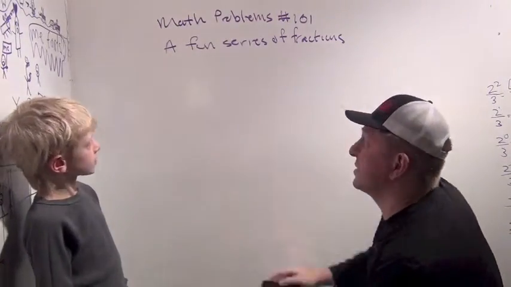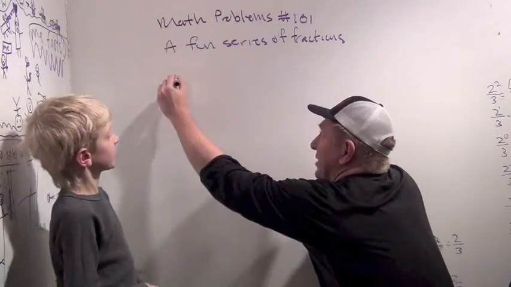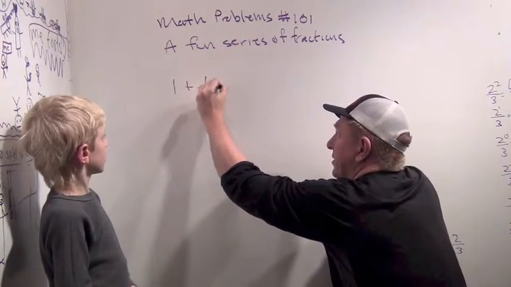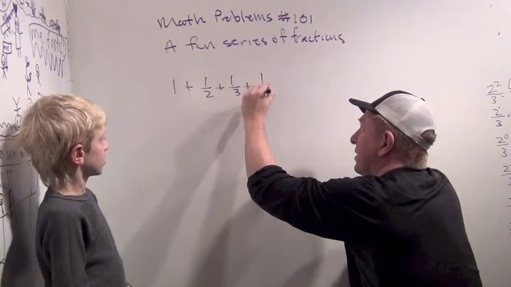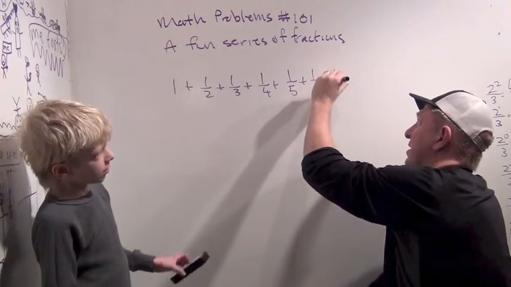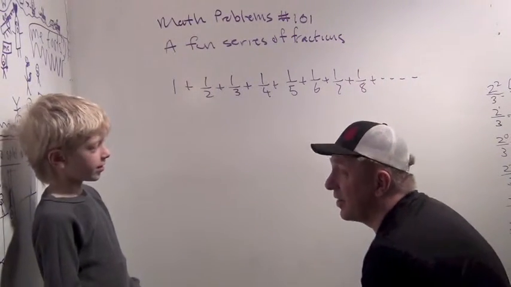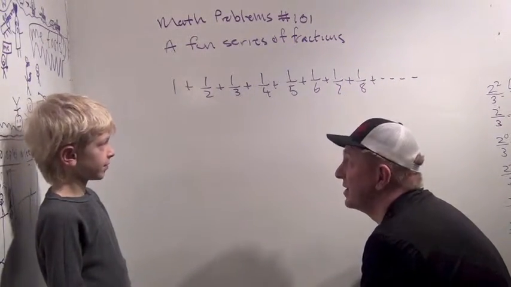So we're going to look at this series of fractions. Are you ready? 1 plus a half, plus a third, plus a fourth, plus a fifth, plus a sixth, plus a seventh, plus an eighth, plus all the way to infinity.